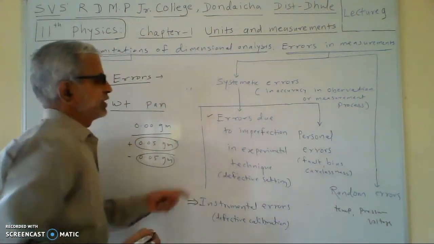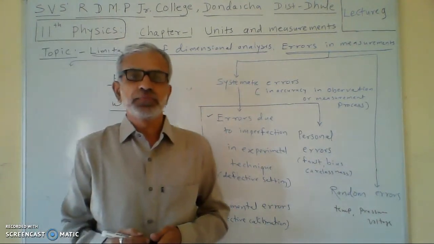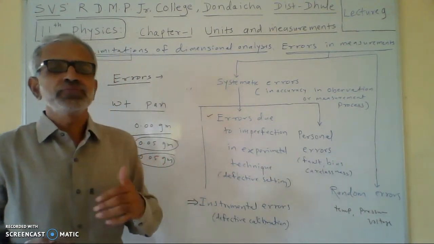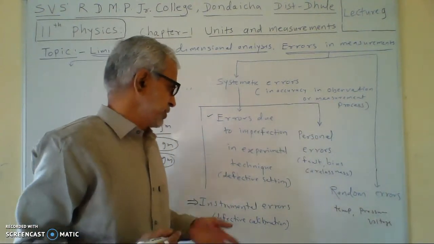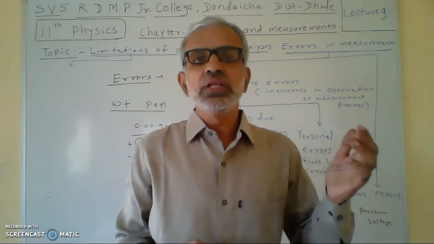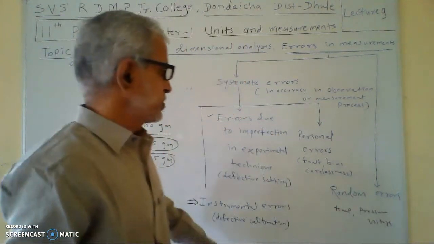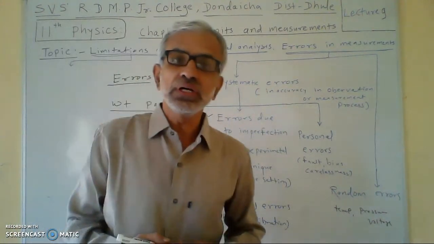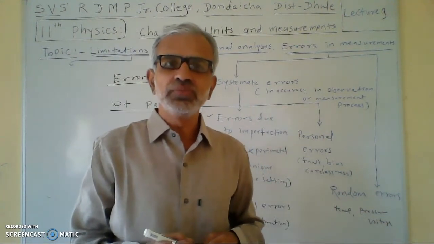Then the second error is error due to imperfection in the experimental technique. If in the experimental technique there is imperfection, if there is not proper setting, if there is a defective setting of the experiment, then also it will cause error. This is the second type of error, which is due to the imperfect setting of the instrument or of the experiment.